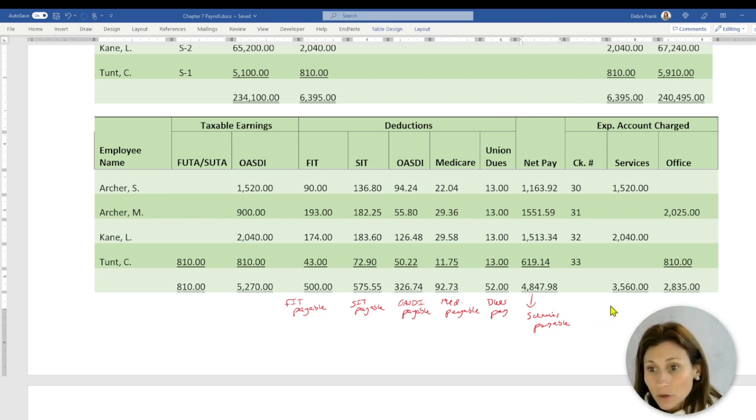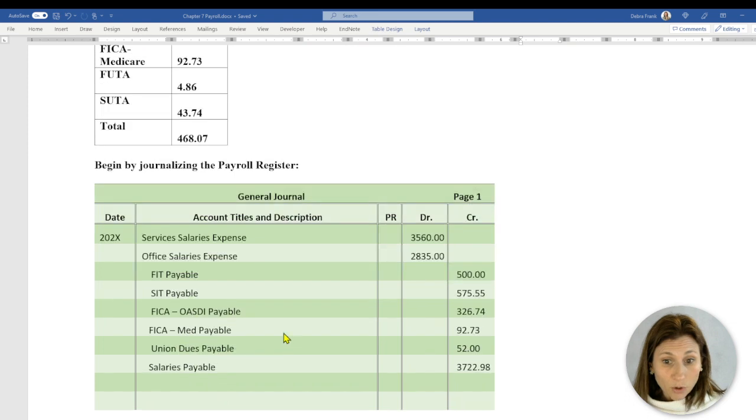My debits are going to be the gross amounts. Here we can see the expense account for our different departments. We had service and we had office. So service salaries expense will be $3,560, and office salaries expense will be $2,835. So we're going to go ahead and record all of that.